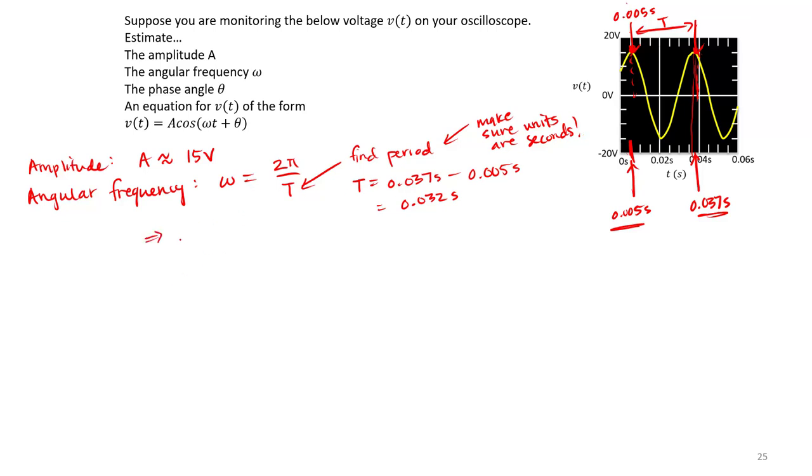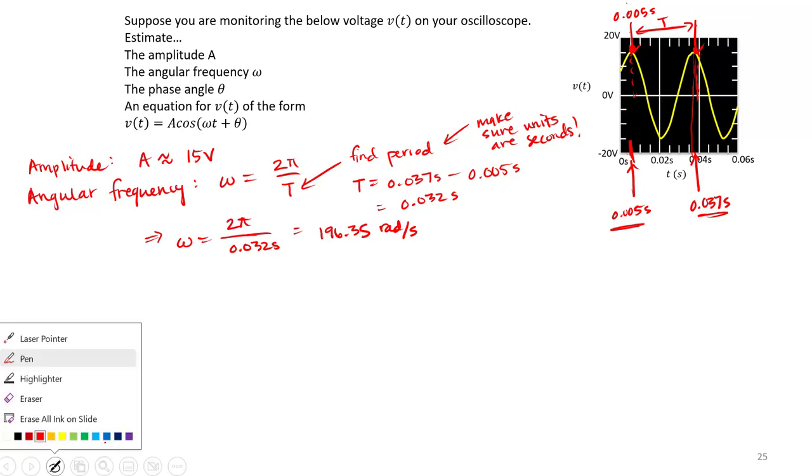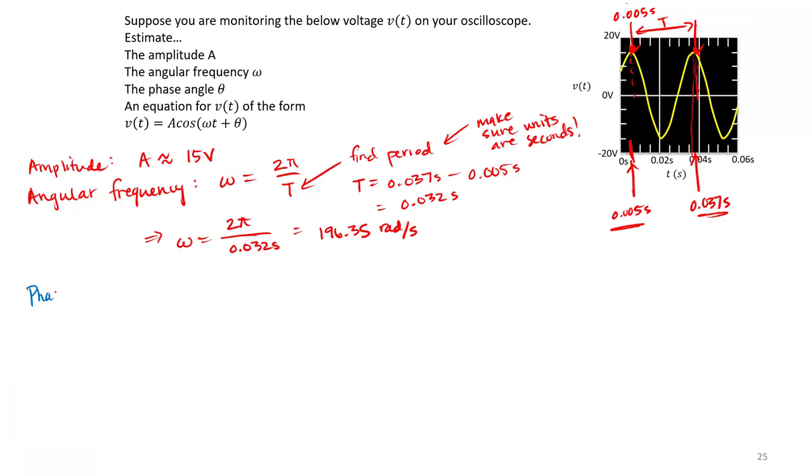Finally, all that's left is to divide 2 pi by 0.032 seconds. And if we do that, we get approximately 196.35 radians per second. All right, the next value you want to find is our phase angle. And so in this case, let's find a known point on our graph.